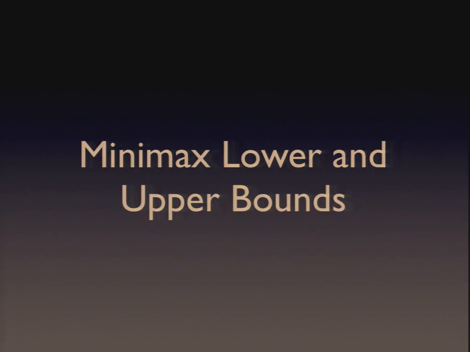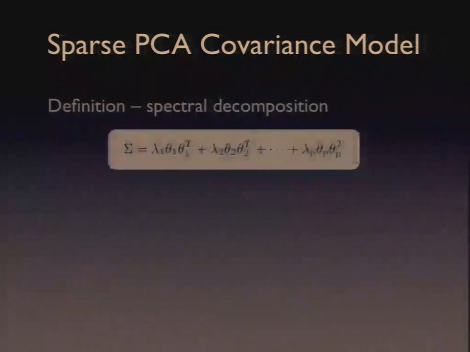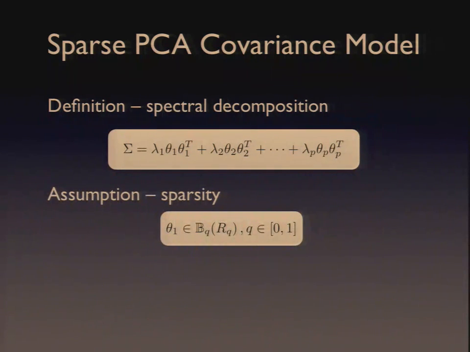Okay, so on to our results. Before I can discuss the results, I have to introduce just a little bit more notation. The first one is really just a definition, which is that the population covariance matrix sigma has a spectral decomposition. Theta 1 is the first eigenvector, lambda 1 the first eigenvalue, lambda 2 the second eigenvalue, and so on. We assume that the leading eigenvector, theta 1, belongs to an Lq ball of radius Rq. In my presentation today, I'll focus on the case q equals 0.